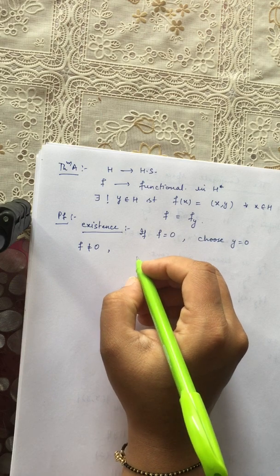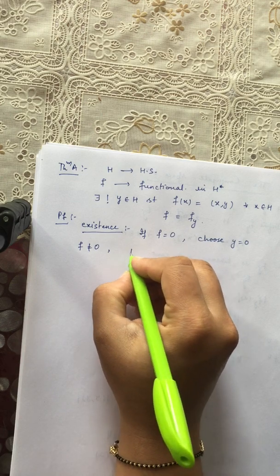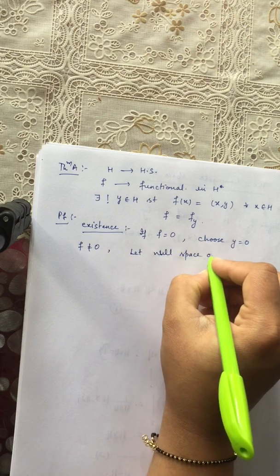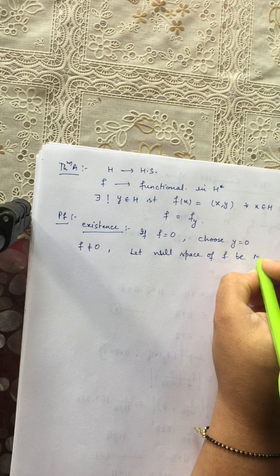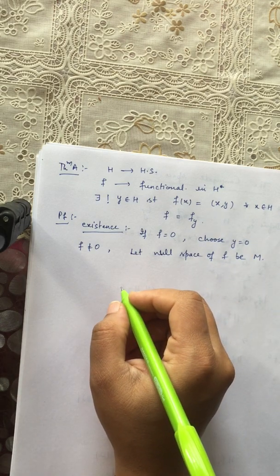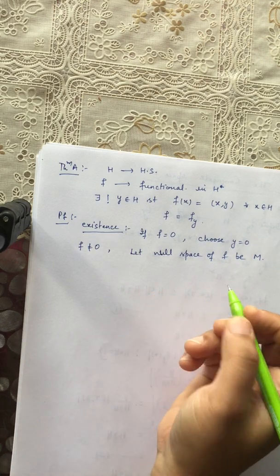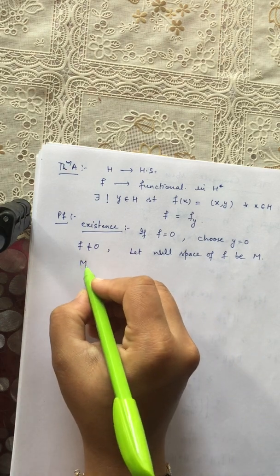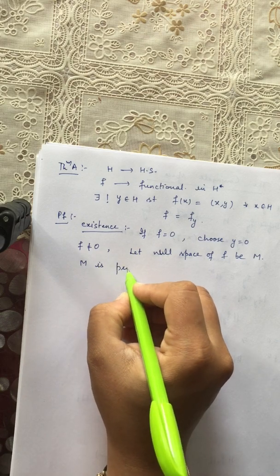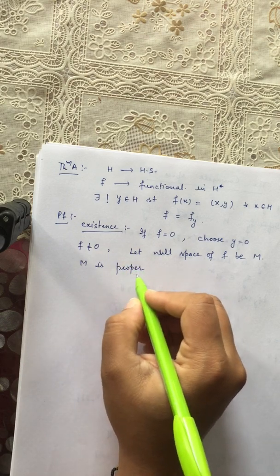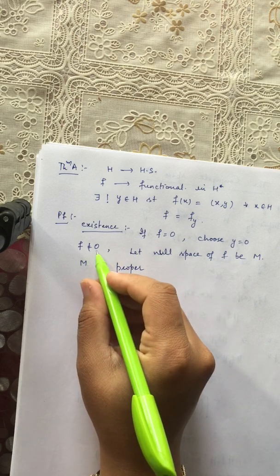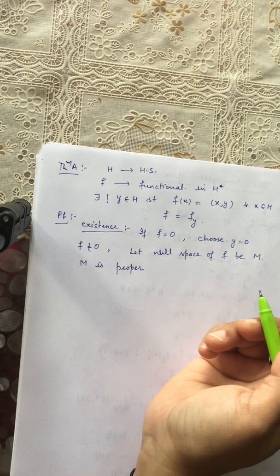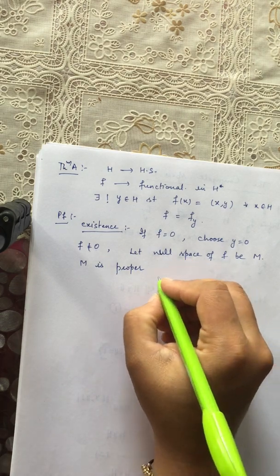Let the null space of f be M. Now we know that for a linear functional, the null space is a closed linear subspace. Why is it proper? Because f is non-zero, so there exist vectors where f is non-zero. So the null space is a proper subspace. So M is a proper closed linear subspace of H.